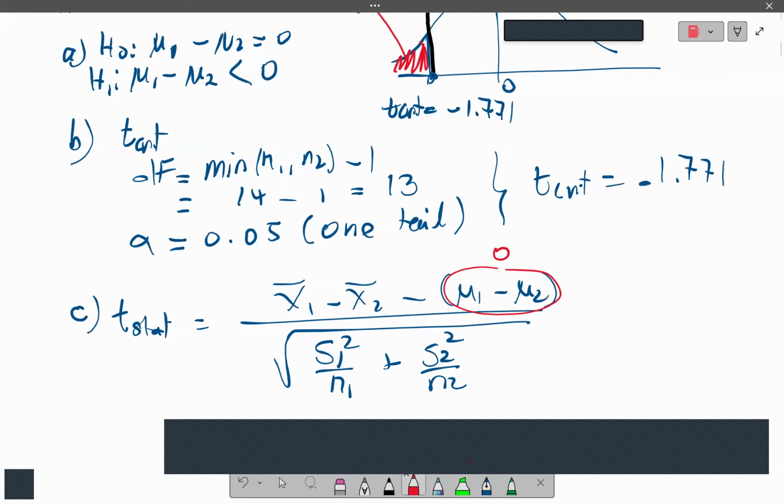Then you just have to plug in the numbers that are provided to you. So this is going to be 12.5 minus 13.8, divided by the square root of S1, which is 3.9.